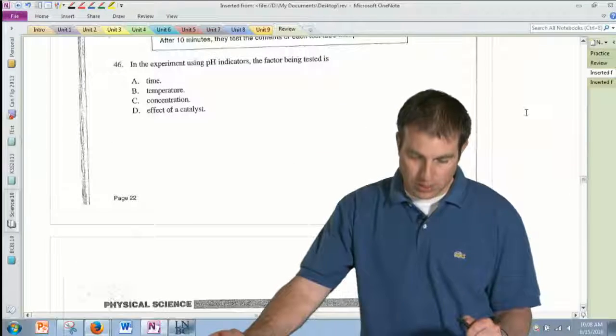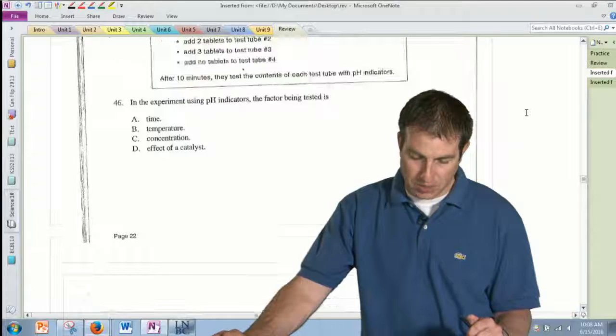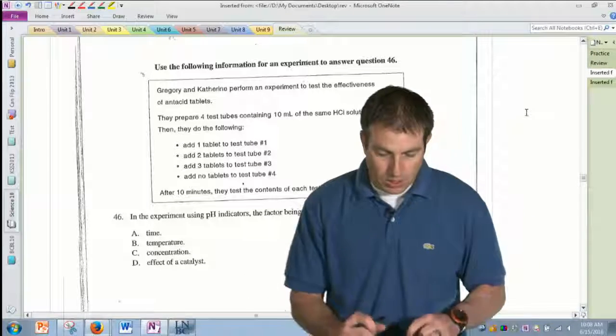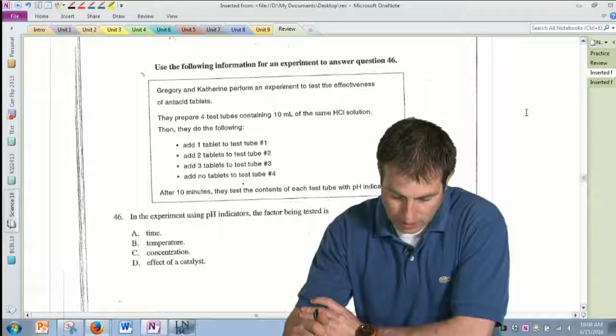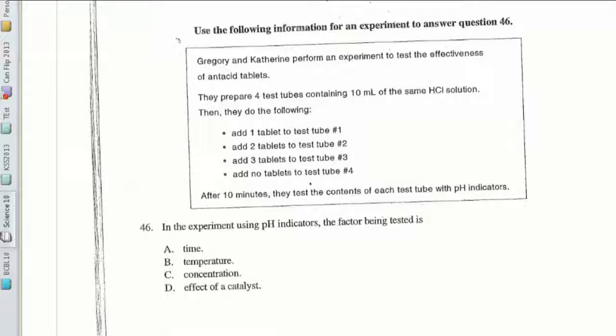In the experiment using pH indicators, the factor being tested is... They prepare 4 test tubes containing 10 milliliters of the same HCl solution. They add 1 tablet to test tube 1, 2 tablets to test tube 2, 3 tablets to test tube 3, no tablets to test tube 4. After 10 minutes, they test the contents of each tube with pH indicators. In the experiment, using pH indicators, the factor being tested is... This is a really strange question. Oh, they're performing an experiment to test the effectiveness of antacid tablets.